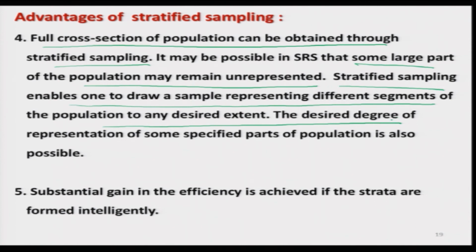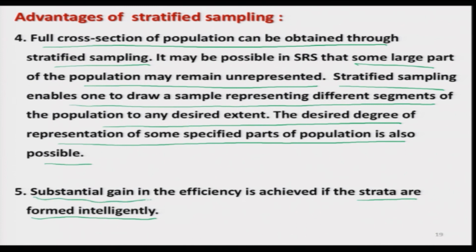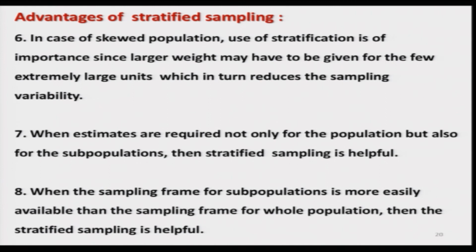And the desired degree of representation of some specified part of the population is also possible. You can decide that, okay, I want a smaller sample from this group or a bigger sample from this group. And when the strata are formed intelligently, it means they are homogeneous within and heterogeneous between, and this degree is higher, then there is a substantial gain in the efficiency of stratified random sampling over simple random sampling.